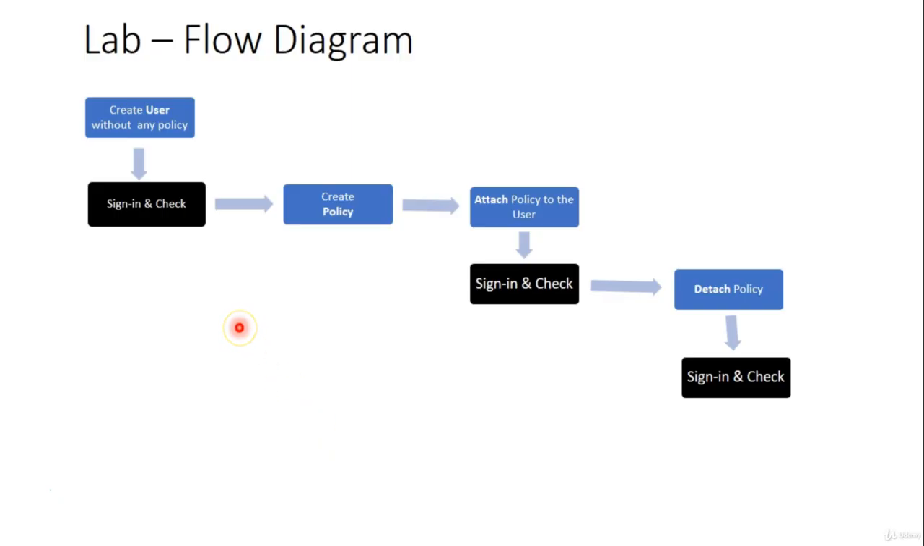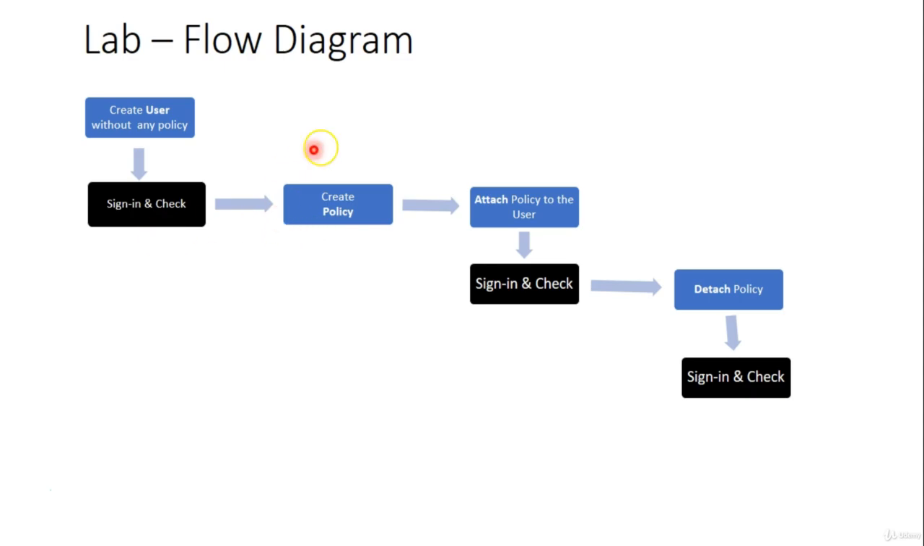So this lab can be divided into three parts. The first part is this. The second part is this. And the final part is this. So in the first part, we will create a user and that user will be without any policy. And then we will sign in and check what happens with this user in the AWS console. So obviously he should not get access to any of the services.